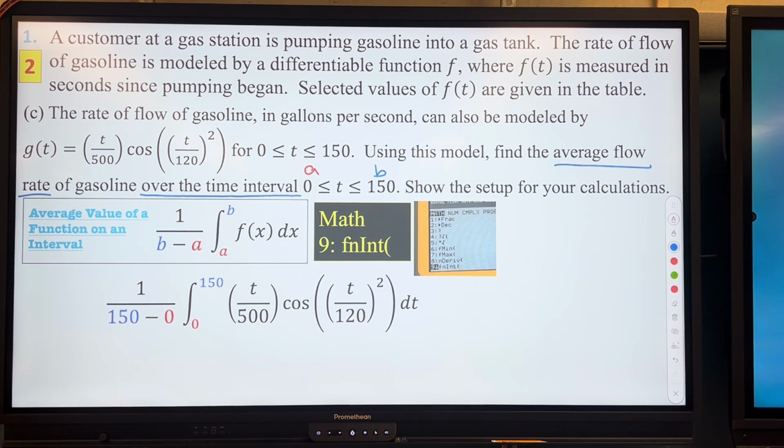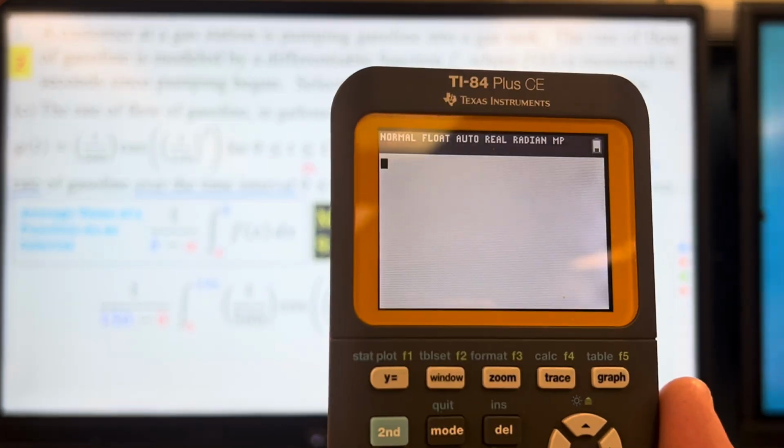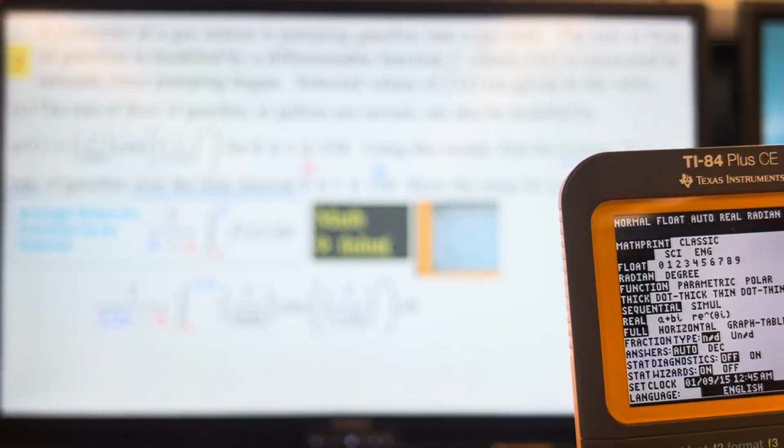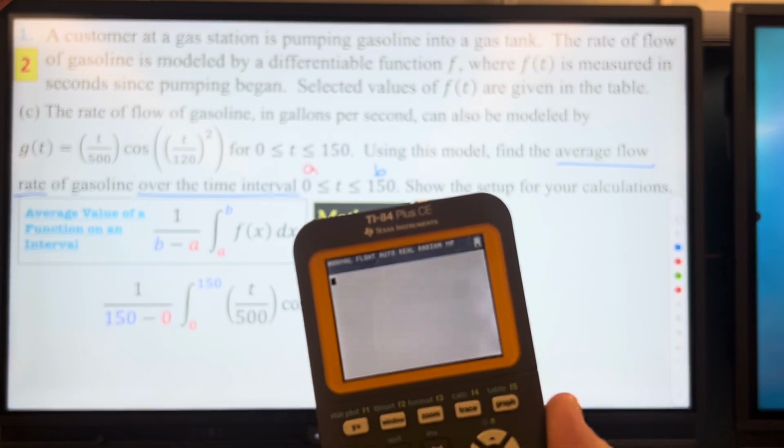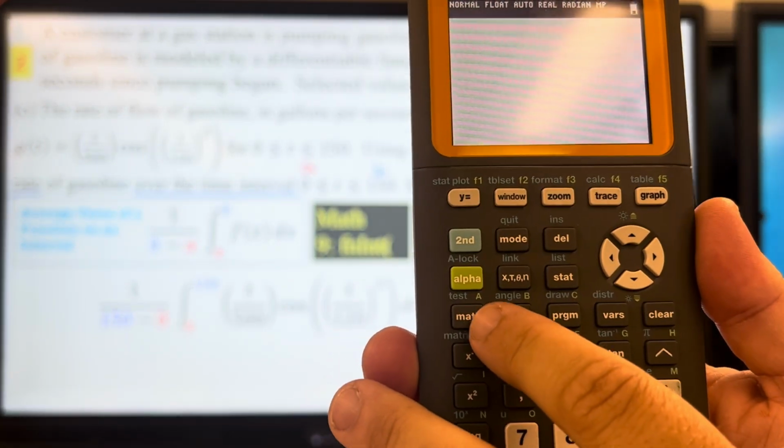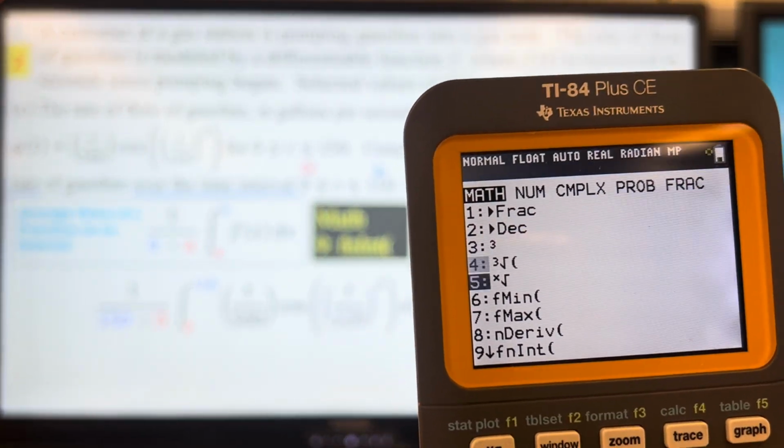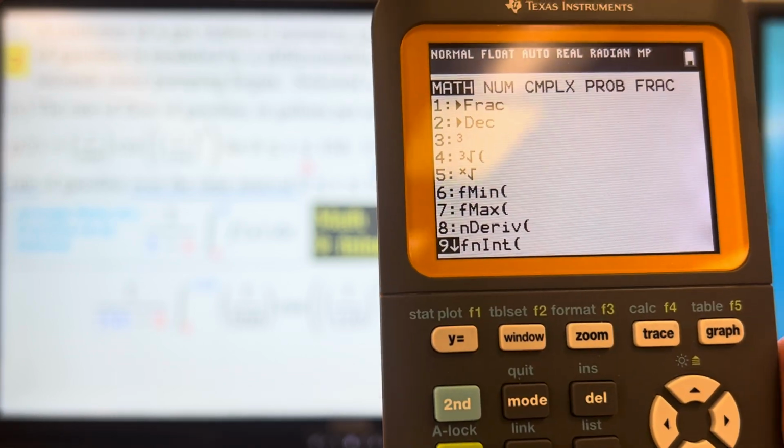So what you're going to do first is go to your calculator. In case this is the only video that you watched, make sure your calculator is in mode radian. Don't mess that up. Clear out. To use this, we're going to go to math. You hit the math button right here, then go down to number 9, and hit enter.